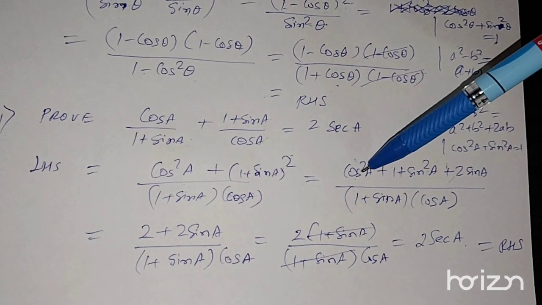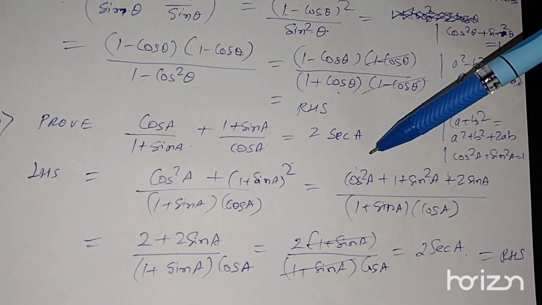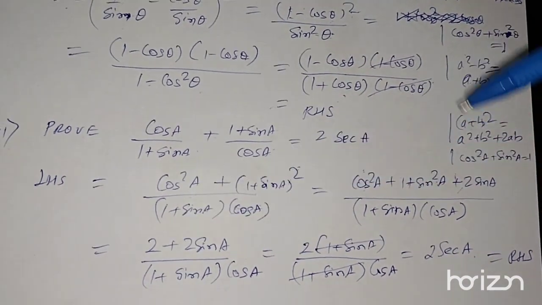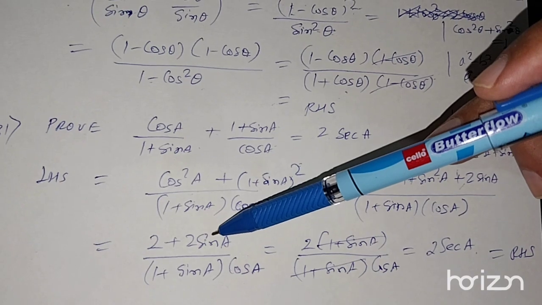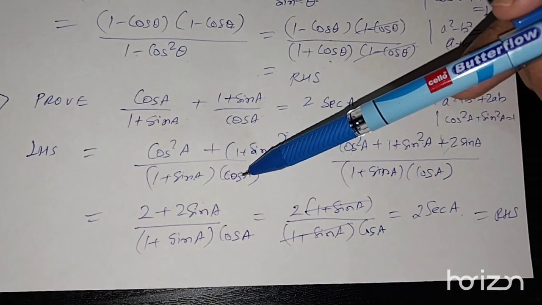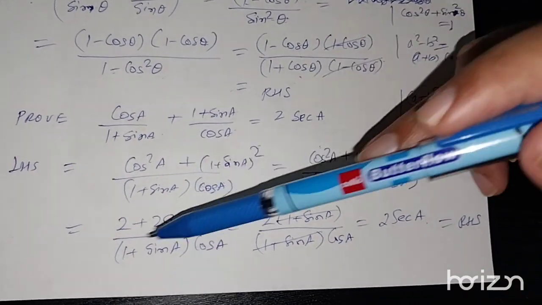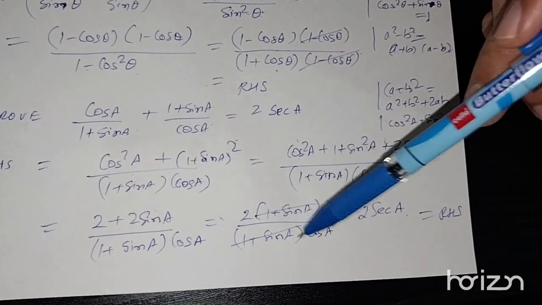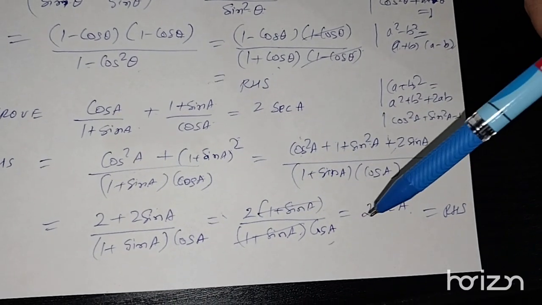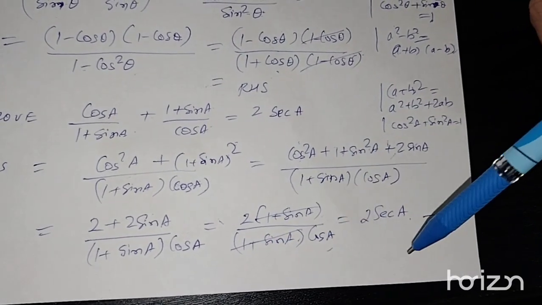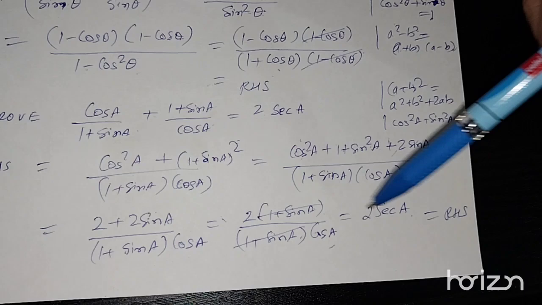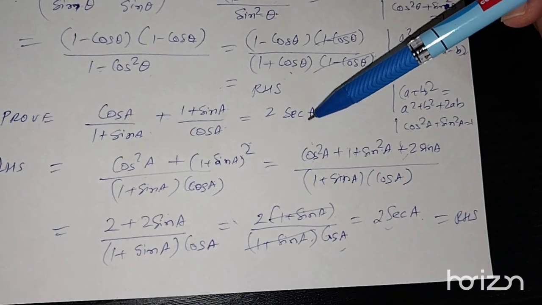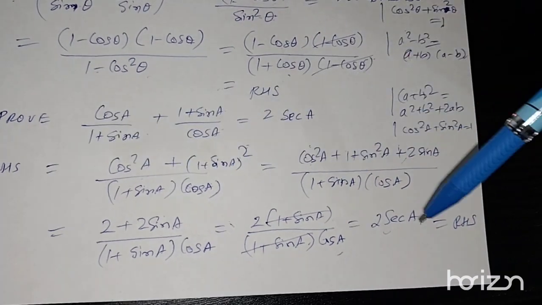So, we also note that cos squared A plus sin squared A is 1. Okay, so this one and this one together will give you 2. Okay, and 2 sin A is written as is. Okay, and the denominator 1 plus sin A into cos A remains as is. Okay, if you take this 2 common outside, you will get 2 into 1 plus sin A divided by 1 plus sin A, and cos A is there. This 1 plus sin A and 1 plus sin A get cancelled, and cos A, if you take it above, it will become secant A. So you get 2 secant A, which is the right hand side. So again we have proved LHS is equal to RHS.